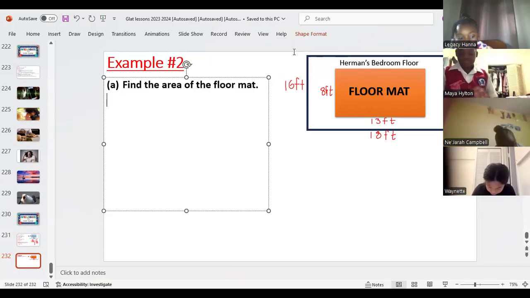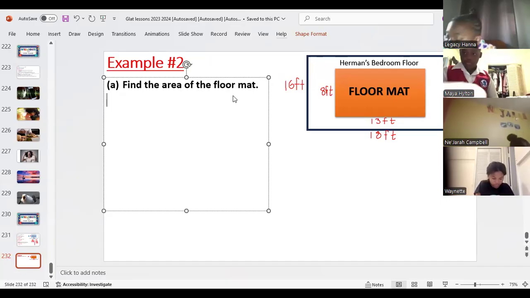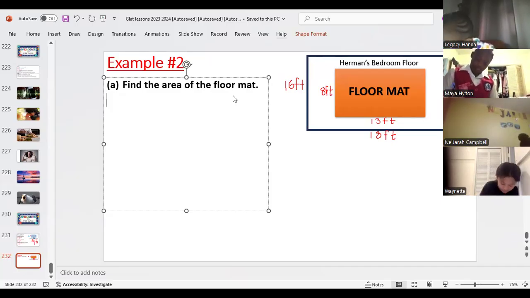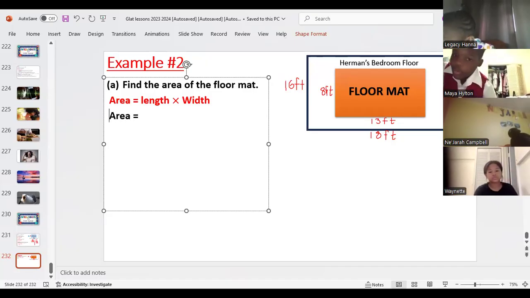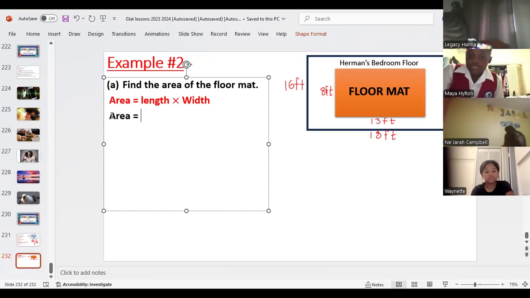Length times width. Anyone got the answer yet? Length times width. We have to multiply. Area is going to be equal to. I got my answer. What you got? 104 feet squared. Okay, yes, I got that too.